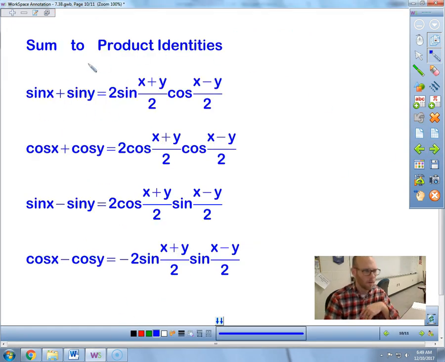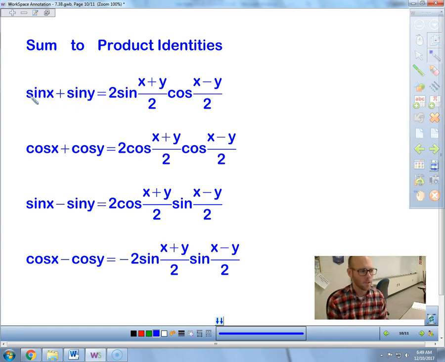All right. So there's our first sum to product identity. The sine of x plus the sine of y, so the sum of the sine of two different angles, is equal to 2 sine of x plus y over 2 cosine of x minus y over 2, and we can have 3 more of those identities that we could develop in similar fashion. So again, if you need to pause that to finish writing that up, you're welcome to do that.